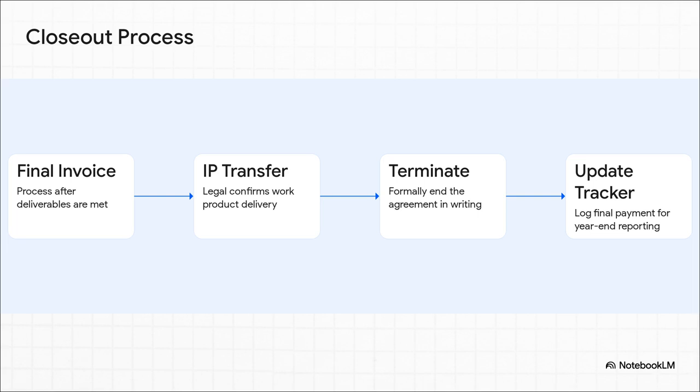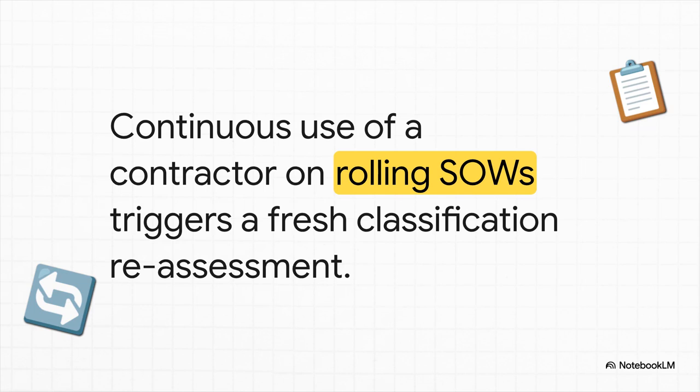A dormant but technically active contract just sits there creating ongoing relationship risk. And finally, step 4, update your 1099 tracker with that final payment amount so you're ready for year-end reporting. And keep this in mind, if you think the same contractor might be re-engaged later down the line, you need a brand new SOW for each new engagement. Continuous use of a contractor on rolling SOWs over multiple years without a real break, that should immediately trigger a fresh classification reassessment. You definitely don't want to accidentally create the appearance of continuous employment.